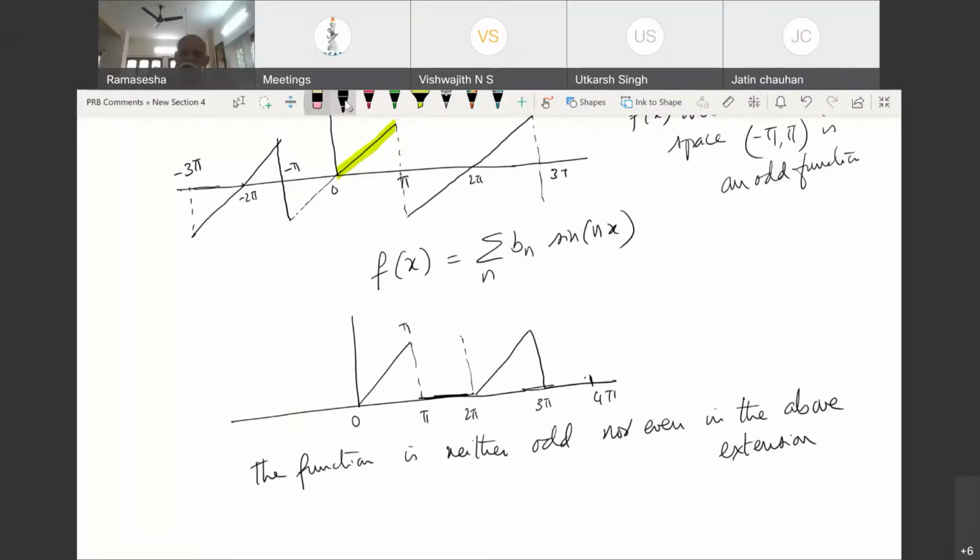So in the next stage, f of x would be a naught by 2, because it is neither an even function nor an odd function, both the cosine and sine terms appear. So you have 1 plus sigma n, sin nx. Let me see.